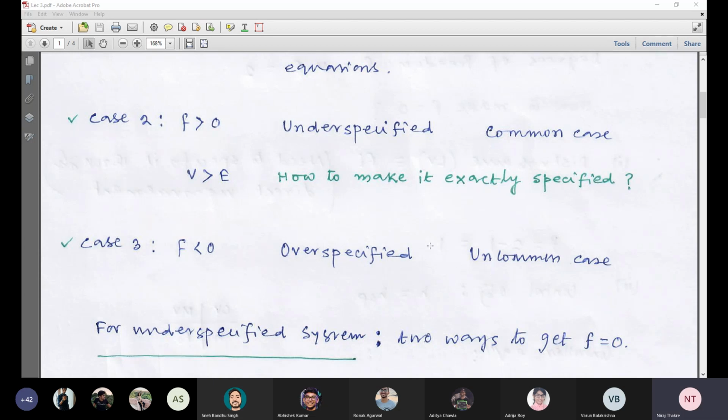Now let us come back to this question, green color question. You see how to make it exactly specified. First case is fine, f equal to 0. So there is no need to do any additional work. Now case 2 is quite common, so we need to discuss this issue. Okay. Now question remains there, how to make it exactly specified. Anyone, any answers? So we have to introduce more equations. Good. What's your number?